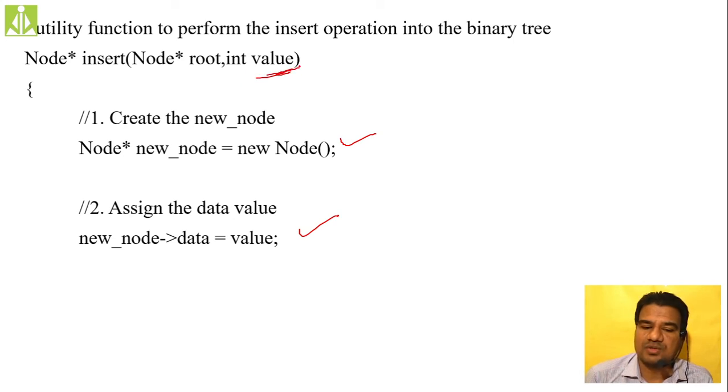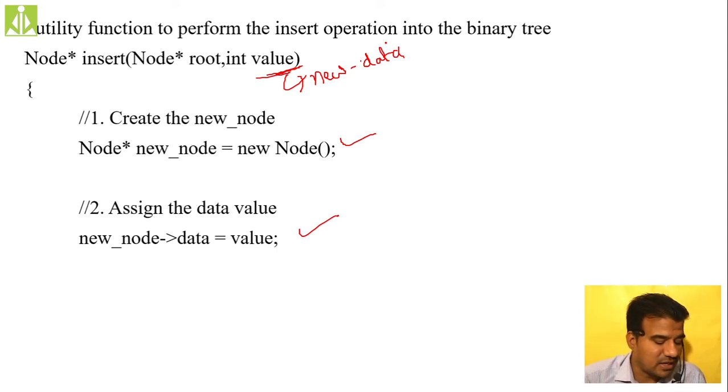I said value. So this value, for our understanding, I can make it as new data as well, so that you can remember, so that we can have the similarity in our coding. Just to have the similarity, I will make that as new node.